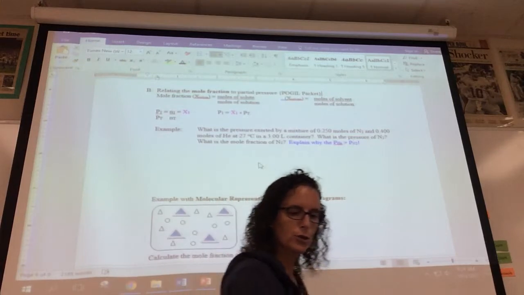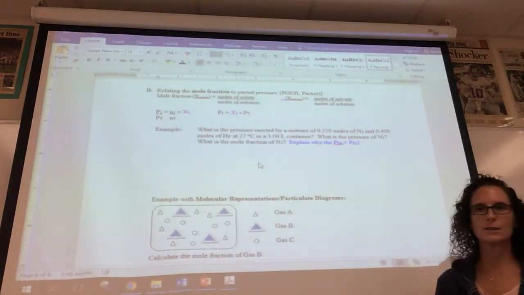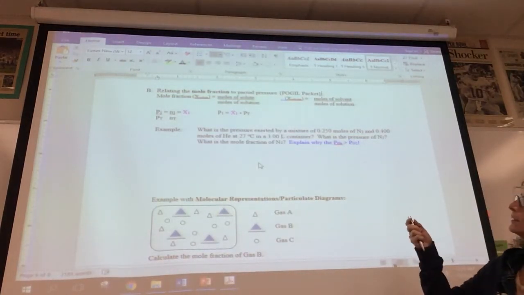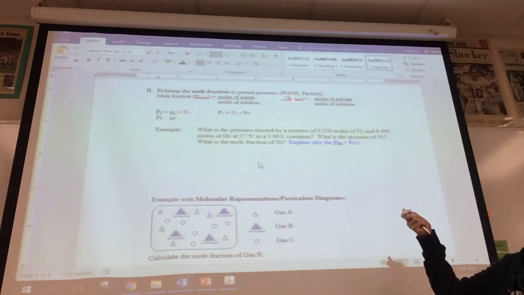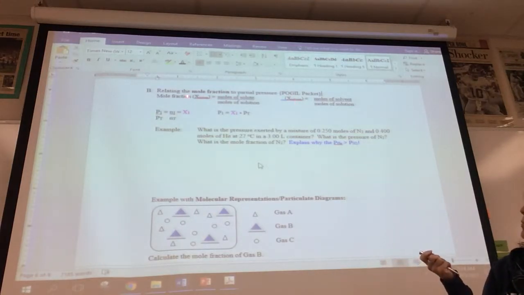And last year you should have learned about mole fraction, where you can calculate the mole fraction of the solute, the substance that gets dissolved, or the mole fraction of the solvent, the substance that does the dissolving. Mole fraction is abbreviated with a capital X. Moles of solute over moles of solution.